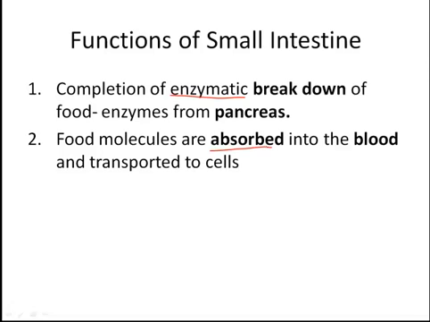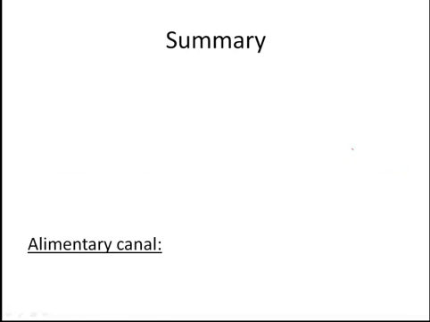So all that food gets broken down, but it has to get into our bloodstream. And that happens through the small intestine. And then once all of that food has gotten into our bloodstream, it can then get transported to our various cells through the circulatory system.